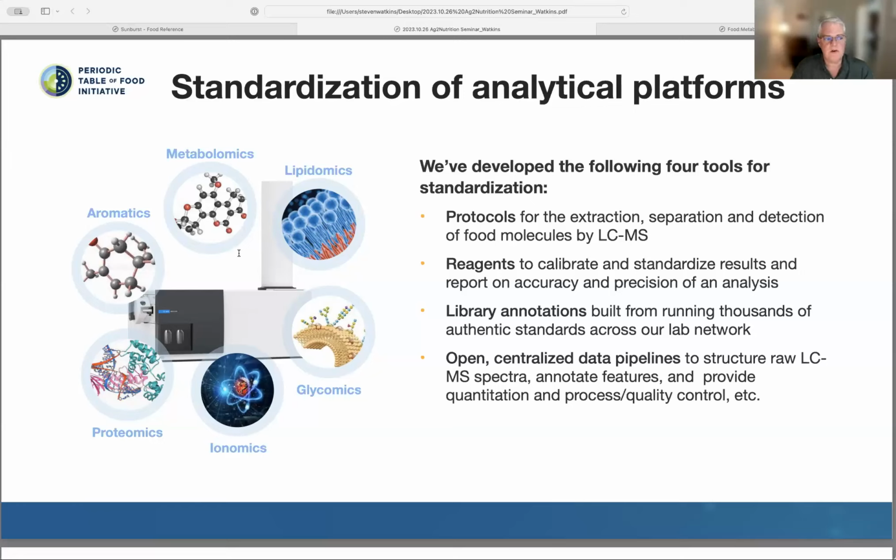So we've done this across a variety of platforms. As I mentioned, metabolomics for small molecules and bioactive components, lipidomics for complex lipids, glycomics for carbohydrates, ionomics for minerals, and we are in the process of developing more standardized approaches to proteomics and aromatics, or volatile compounds, the things we perceive as flavors and aromas in foods.